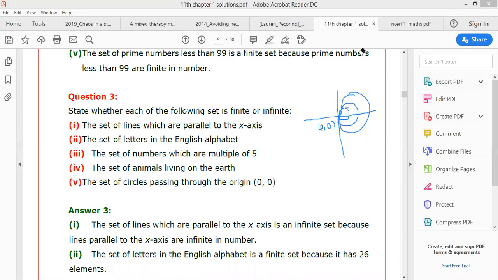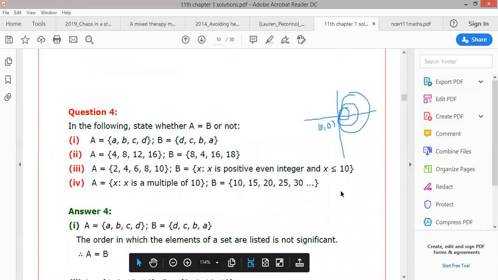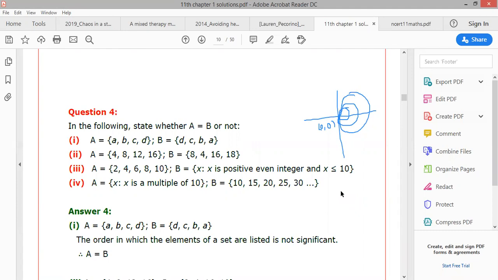So what is next? Let's move to the next question. And the next question is, in the following, state whether A is equal to B or not. We have to use the definition of equal sets. We have A equal to {A, B, C, D} and B equal to {D, C, B, A}. Let's see, in set A, we have element A, that's in B. We have element B, that's in set B. We have element C, that's in set B. We have element D, that's in set B.